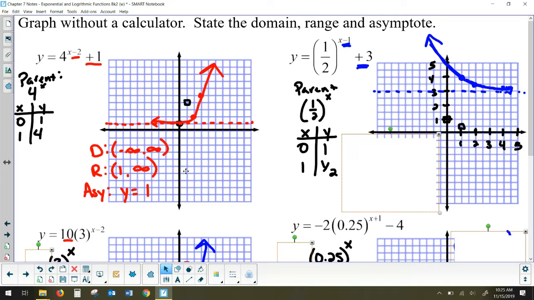If I'm going too fast, you're going to have to pause it. Here, 1/2 to the power of x is our new parent function. So 0 at 1, then we're going to the right 1 and up 3, giving you a domain and range and an asymptote.